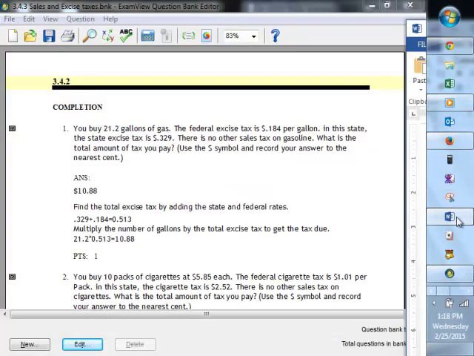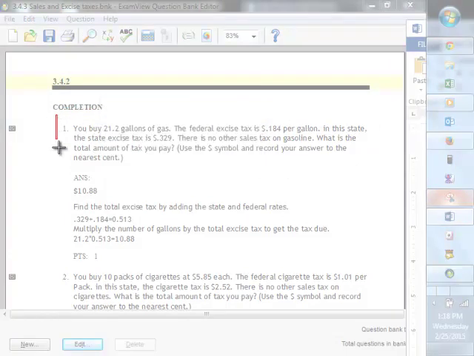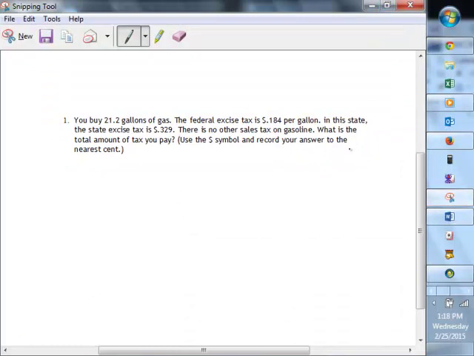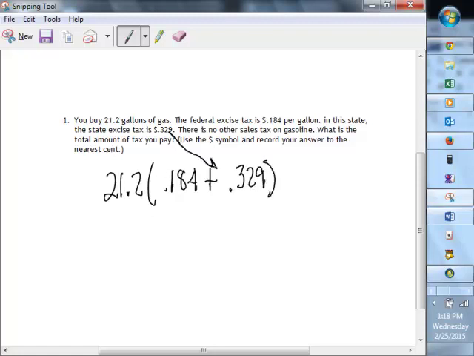Okay, so let's look at this first one. We're going to calculate the amount of tax for this situation. We're going to take 21.2 gallons times 0.184 plus 0.329, because those two are the excise taxes, and we just want to know the amount of tax.